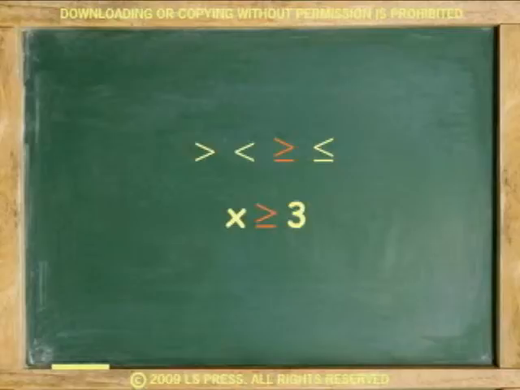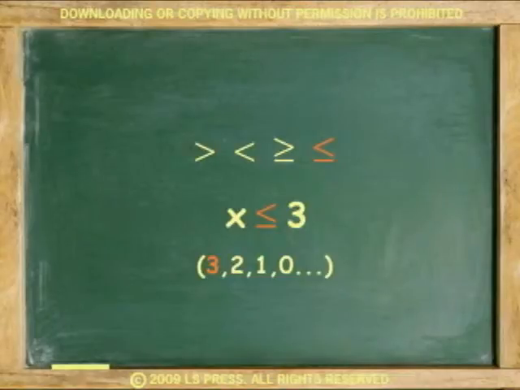To show an amount greater than or equal to, we place an arrow in the direction of the smaller amount and add a line underneath to also show equality. In this case, the amount shown is included in the answer. To show an amount less than or equal to, we place an arrow against the direction of the smaller amount and add a line underneath to also show equality. Again, in this case, the amount shown is included in the answer.